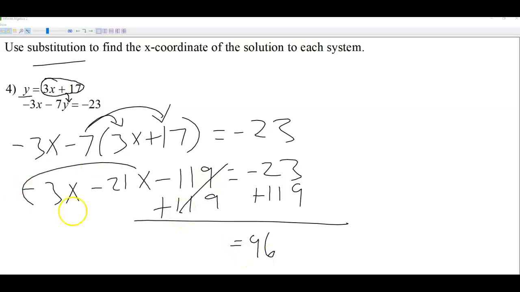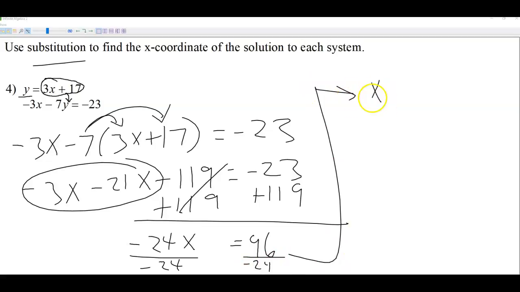So those go away. I'll combine these and I'll get negative 24x. Next step is just to divide both sides by negative 24. And that gives us a nice clean answer, no fractions, like I said, of x equals 4.